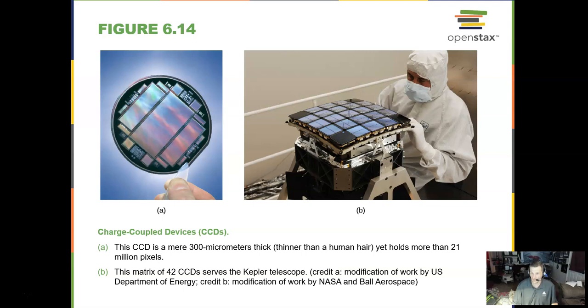Well, the backbone of these cameras are the CCDs. They're called charge coupled devices. And it's basically a silicon wafer that is sensitive to light.